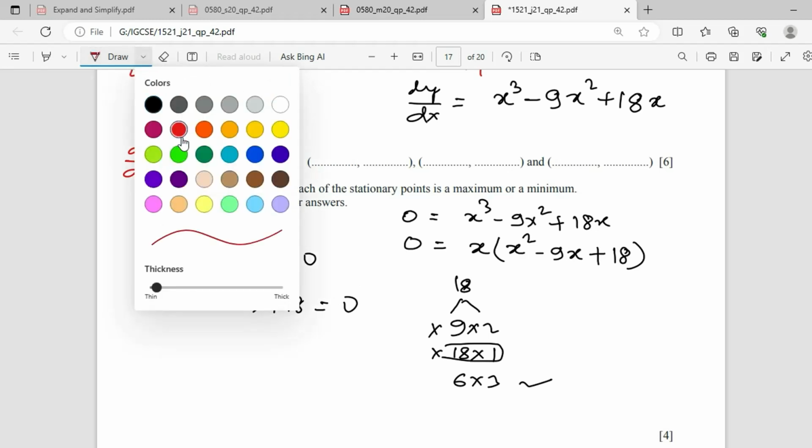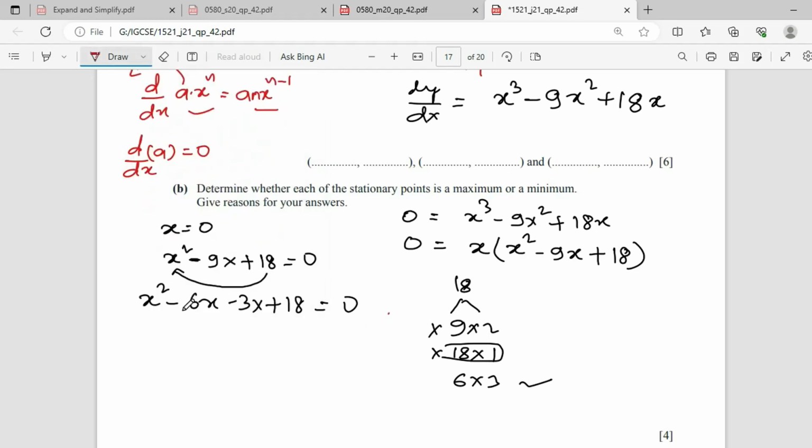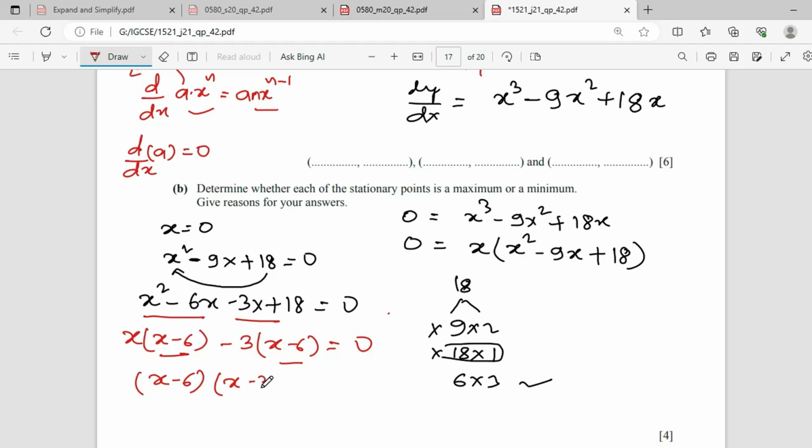Once you complete this middle term factorization, then you have to make the grouping of these two. From the first term I will take x common, so x minus 6. From the second, I will take 3 common, so x minus 6. If you see these two values are equal, that means we are on the correct path. So x minus 6, x minus 3 equals 0. That means either of them will be equal to 0. So x minus 6 equals 0, that means x equals 6, and similarly x equals 3.